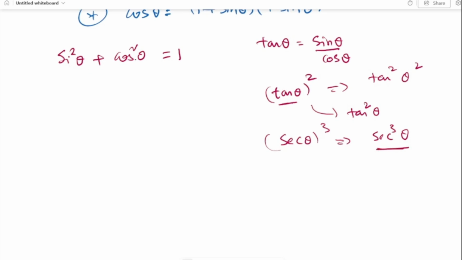Now I'm going back to this Pythagoras theorem: sine square theta plus cos square theta is 1. Now I'd like to divide. I just want to see what happens if I divide by cos square theta.